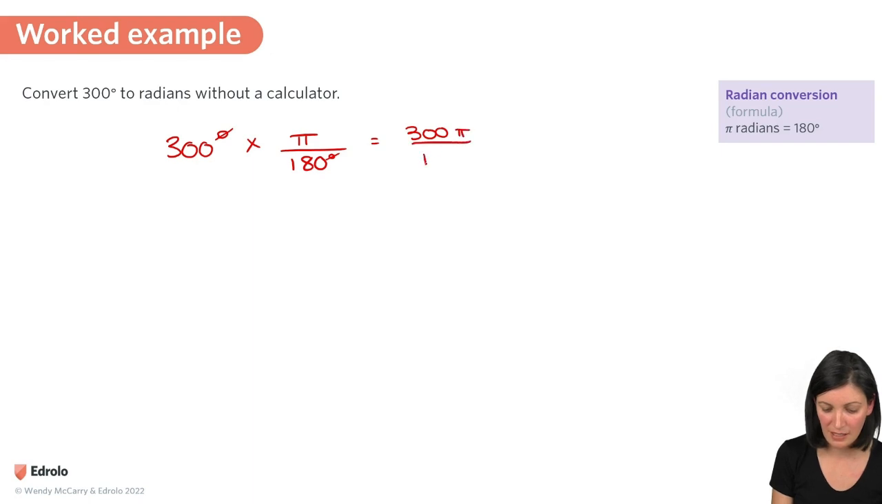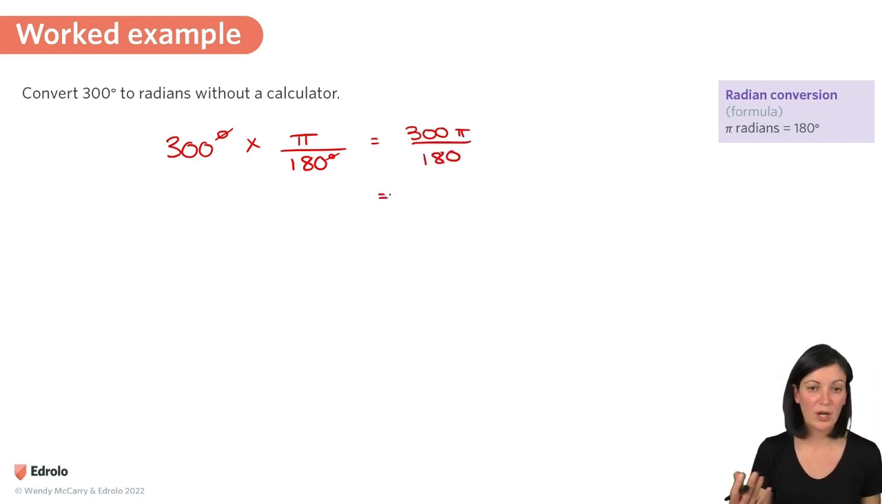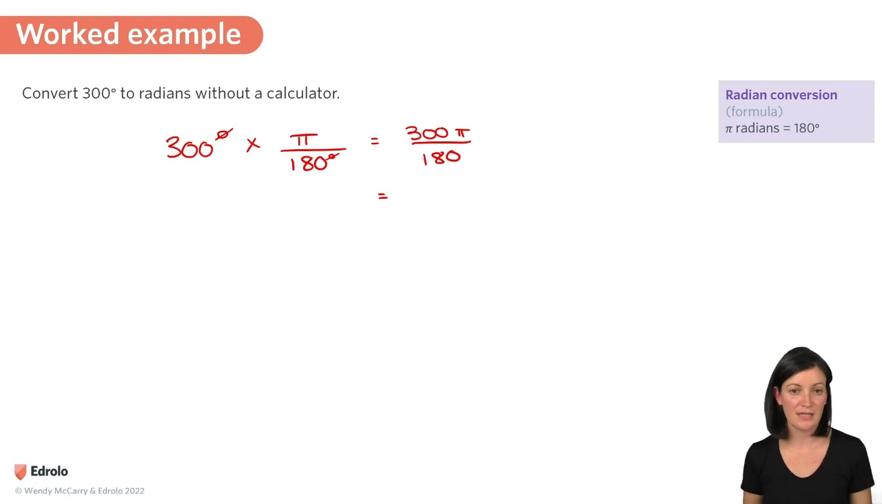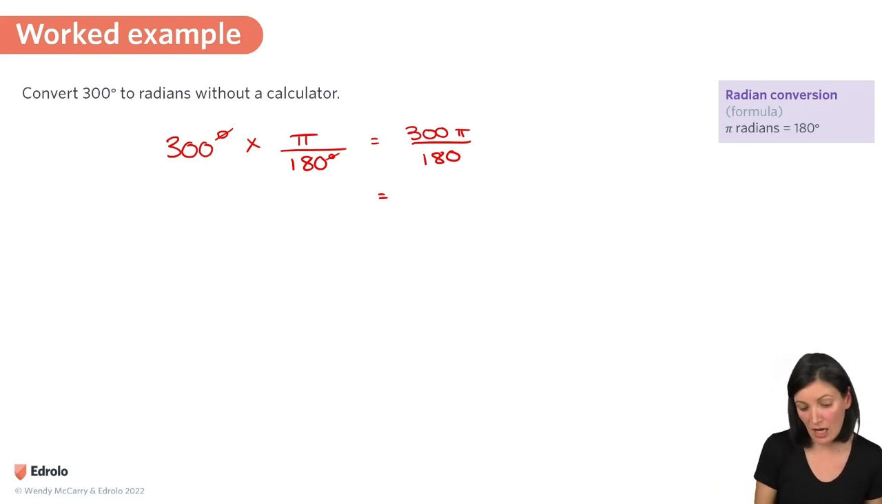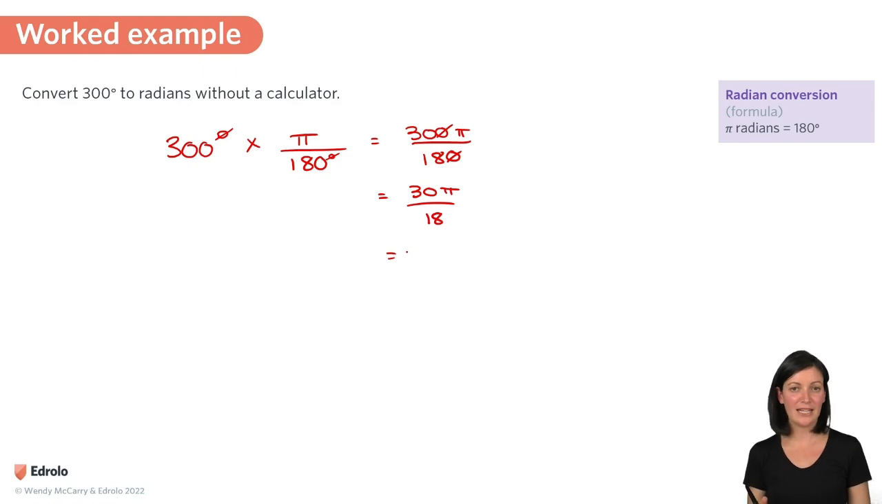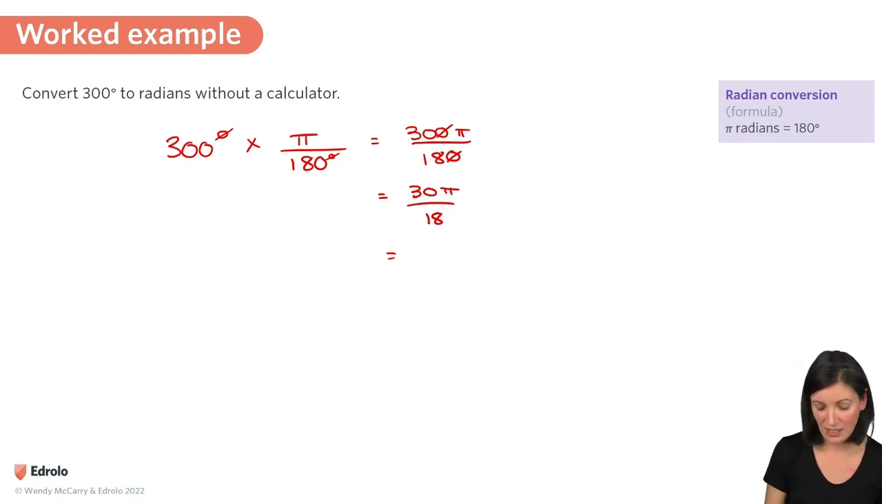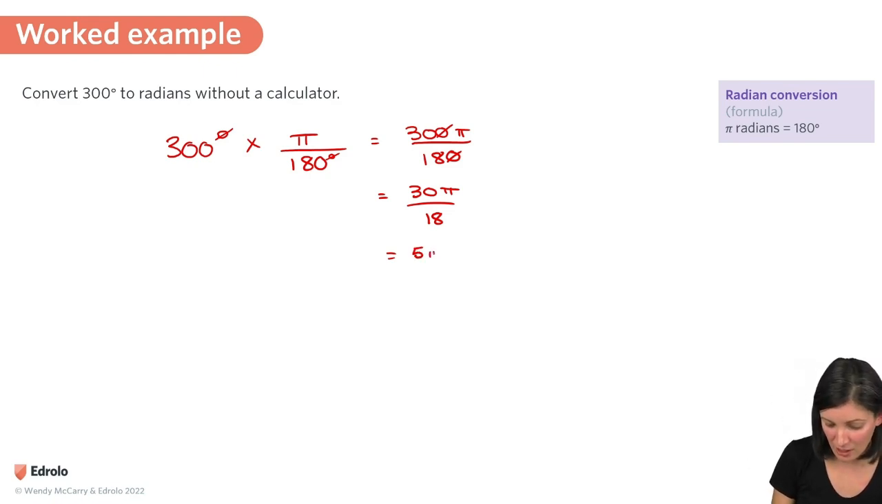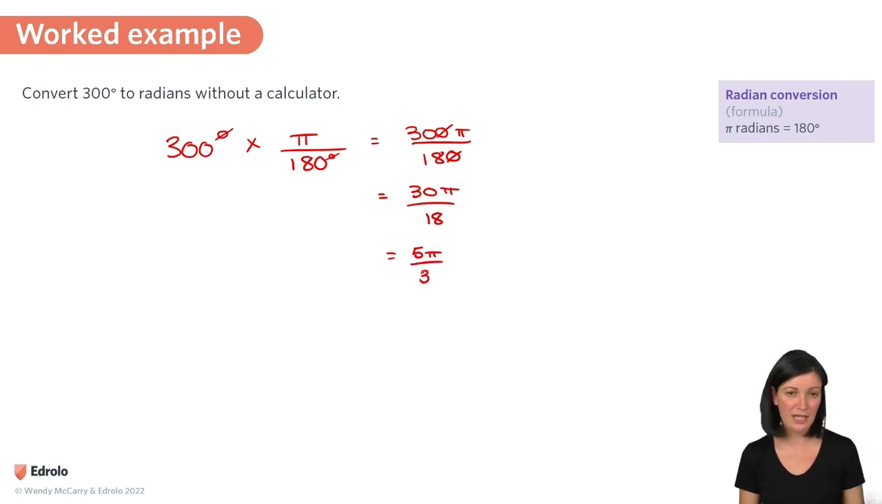is just this. And then, of course, we're going to simplify that to get the simplest fraction possible. I would start by going, both of those can be divided by 10, so 30 pi over 18. And then I can easily see that 30 and 18 can be divided by 6, which gives me 5 pi over 3. So 300 degrees is equal to 5 pi on 3 radians.